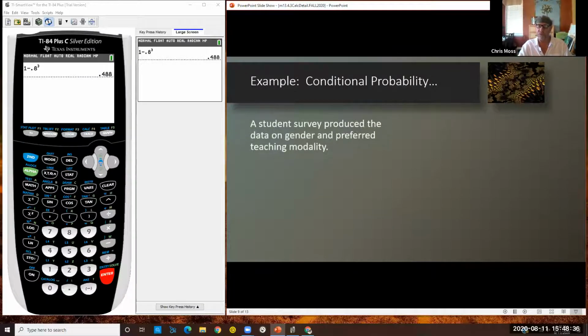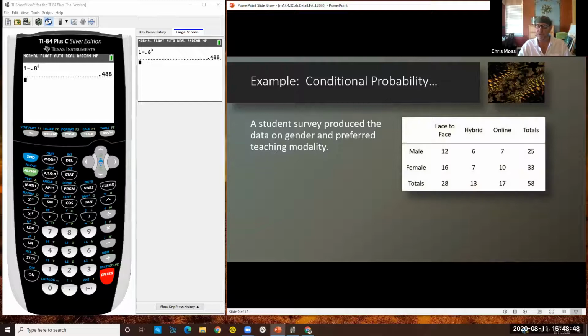More student surveys. So we have data on gender and preferred teaching modality. Yeah, I know currently we're all online, but that won't always be the case. And we'll look back at this video and laugh. There's our data. I've totaled it up for us, so we don't have to work with that detail. But I've got row and column and grand totals happening over there.